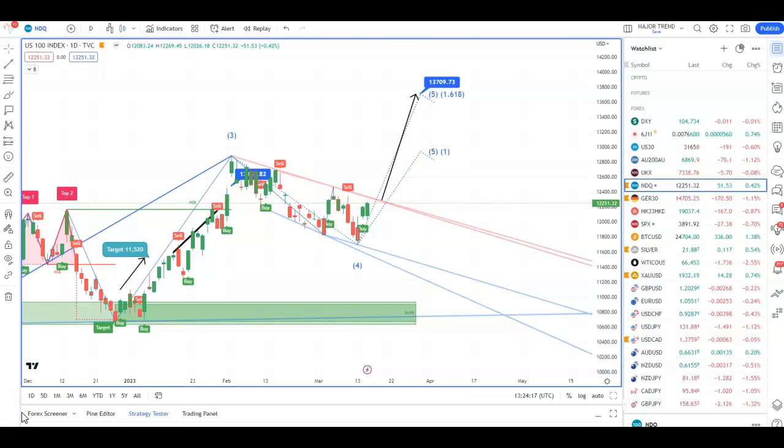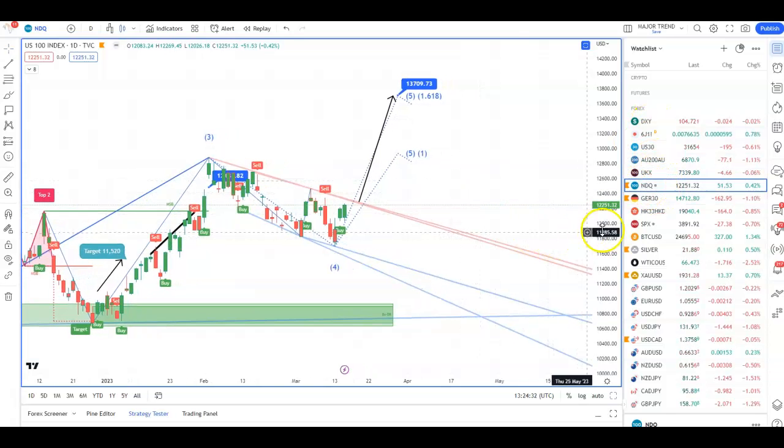On to the indices. Everybody's talking about selling the Dow. I know. 31,658 is the Dow. So what? There's no setups on any of those. The Nasdaq is the best one, and there looks like there's probably going to be a bounce very shortly.